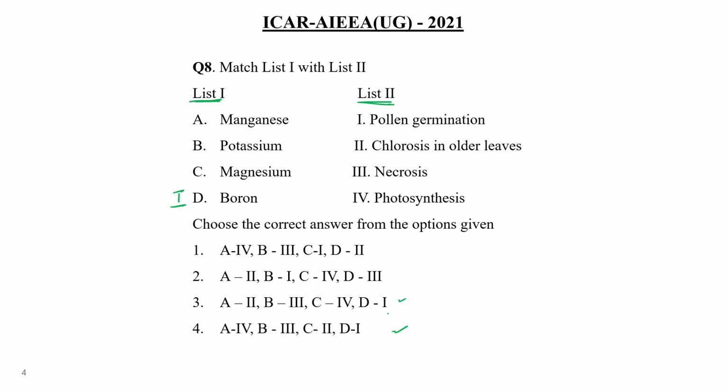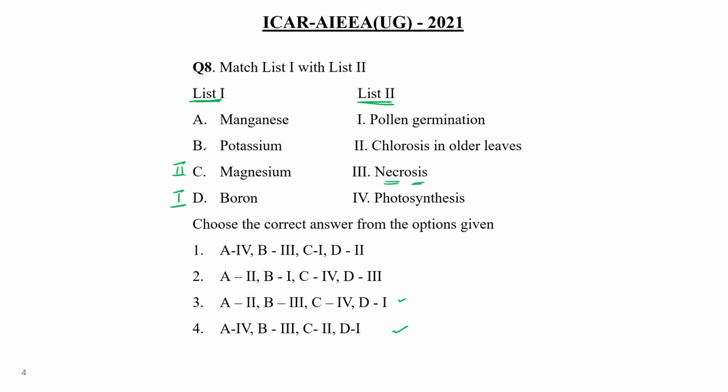Okay, now next, magnesium. Magnesium is present in the chlorophyll, right? So if magnesium is not there, then it affects chlorosis in older leaves, right? So B with 2. Now potassium, if potassium is not there, then necrosis occurs.